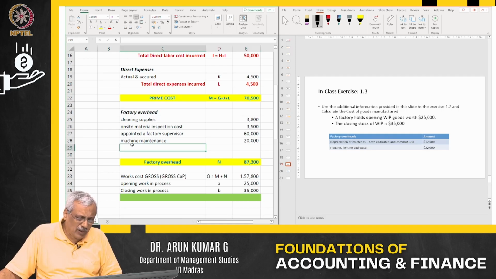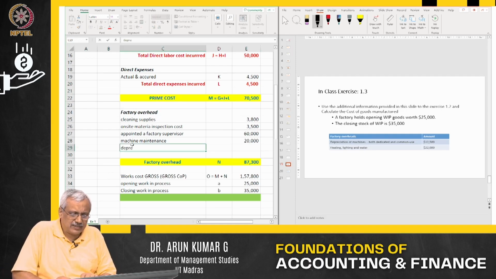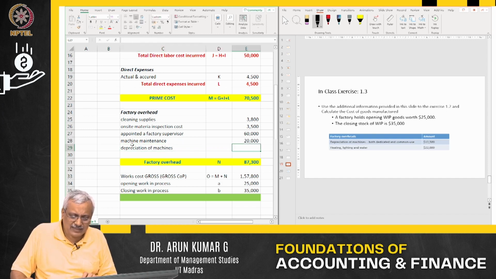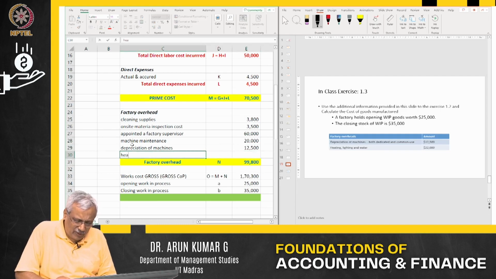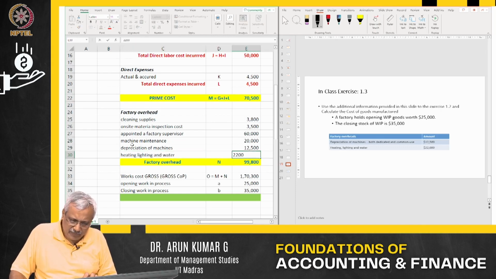Depreciation of the machine, what happens? That is a factory cost. Factory overhead out there. As I said, how much is it? 12,500. My total will change. Heating, lighting and water, again factory overhead. How much is it? 22,000.